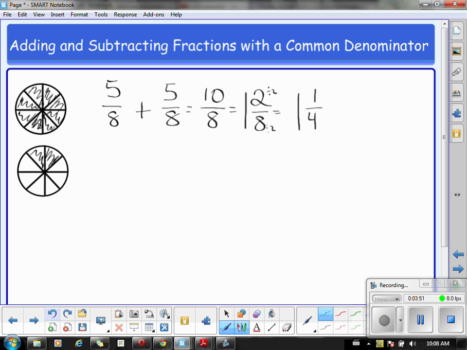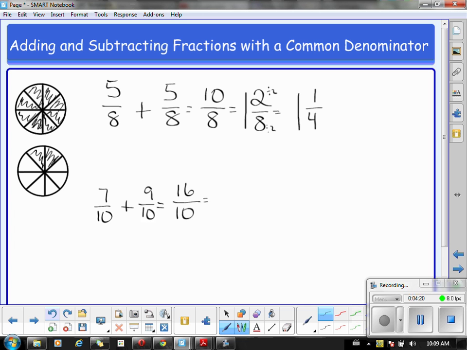Let's look at another example that doesn't have a denominator of 8. If I say 7/10 plus 9/10. So we think each whole is divided into 10 equal pieces. I'm starting with 7/10 and I'm adding 9/10 onto that. So 7 plus 9 is 16. The size of my pieces hasn't changed. They're still tenths.